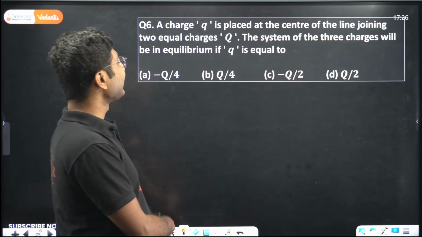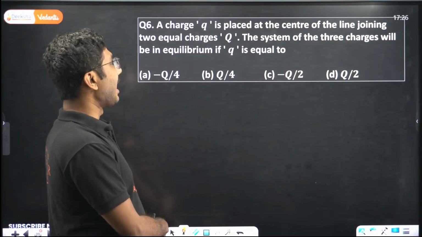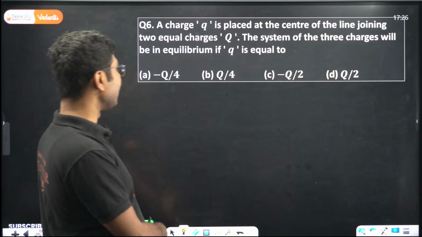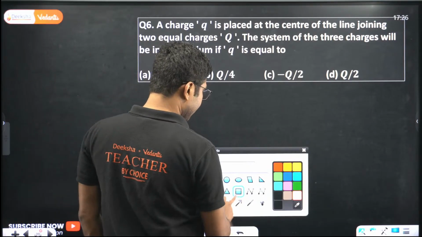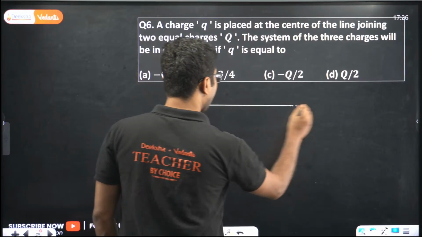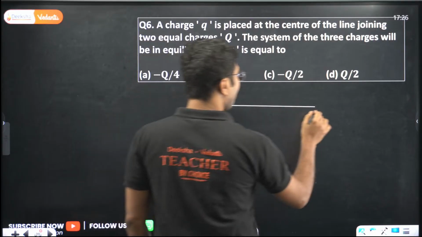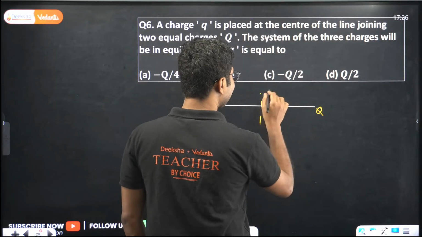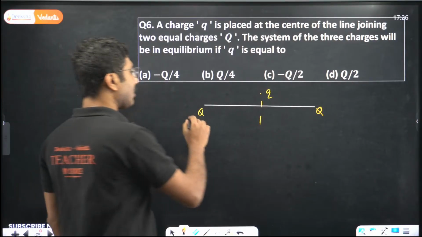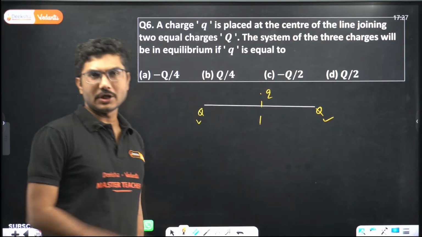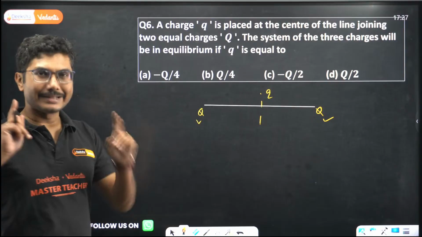A charge small q is placed at the center of the line joining two equal charges, capital Q. The system of the three charges will be in equilibrium if small q is equal to... This is the problem that I was discussing about. Here the charges are equal, so both are capital Q, and exactly at the center we have placed a small charge q. Now the system is in equilibrium. In this case, you can consider any one of the edge charges. No need to consider the central charge, as it is in equilibrium by default. That is very, very important.